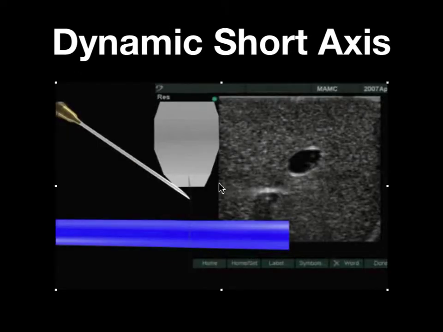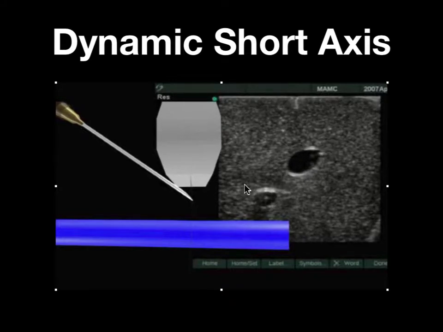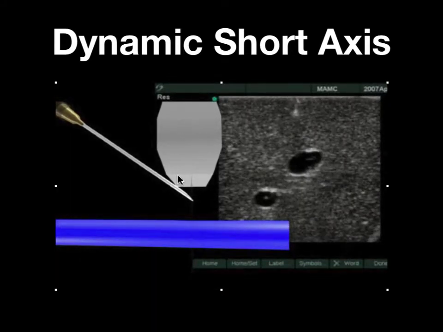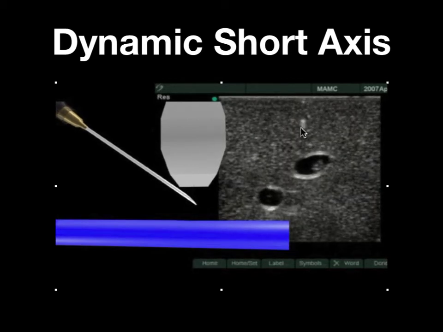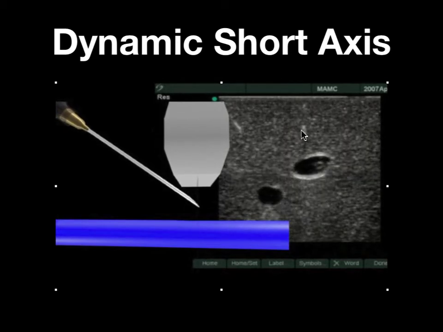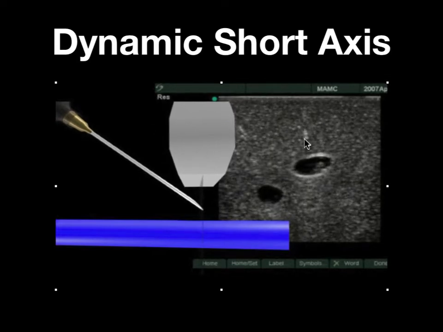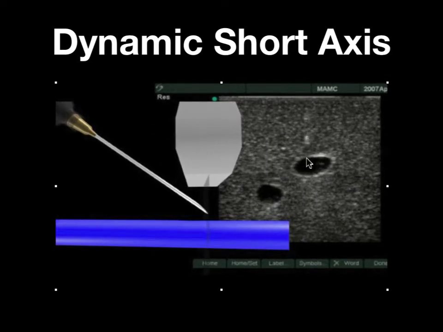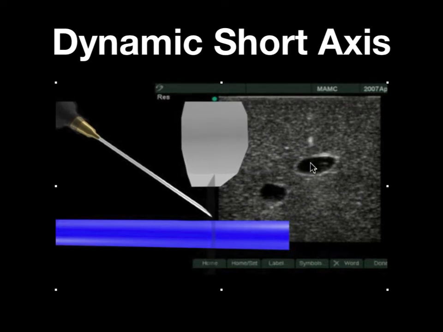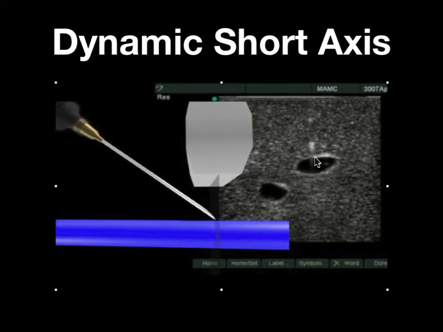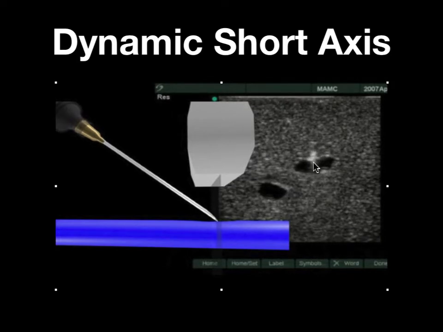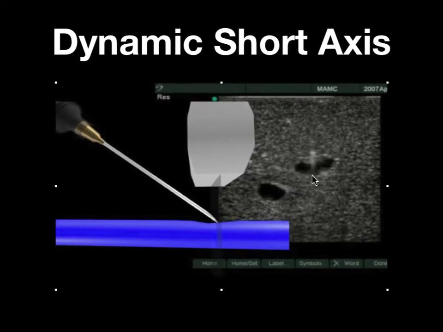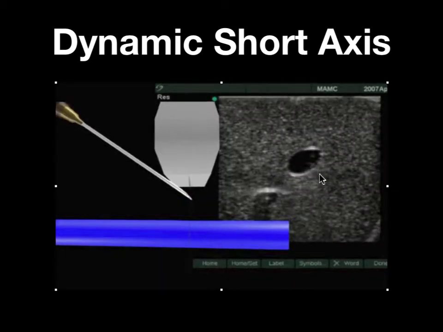Here's an example of a dynamic short axis approach on a phantom. You can see that we're sliding the transducer along with the needle. And you know that you're following the needle as it's moving, because you can see that the depth is changing as we approach the target vessel. You can see that we're moving closer and closer to the vessel, and you can see a little bit of tenting. At this point, you'll make a short jab and enter the vessel.